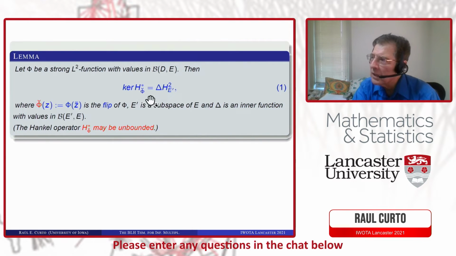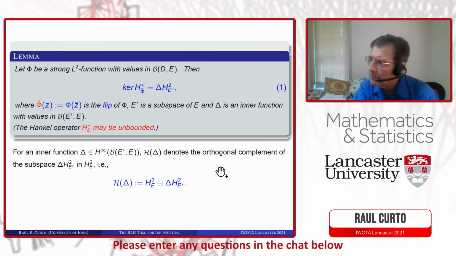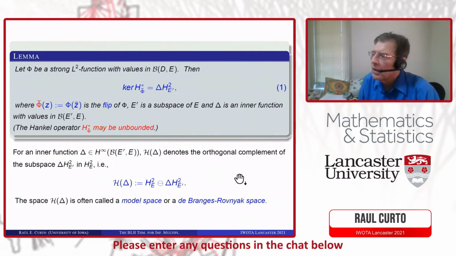So we wanted to get delta H2 E prime to be the kernel of a Hankel operator, but we have to sacrifice boundedness. This operator could be unbounded. For an inner function delta, we're going to denote the orthogonal complement of delta H2 E prime in H2 E by H of delta. This is the so-called model space or the Beurling-Rovnyak space mentioned in the first talk on Monday by Victor Vinnikov.